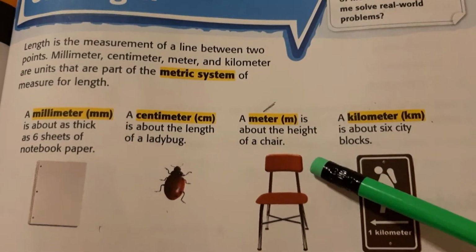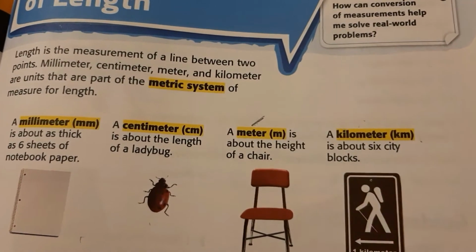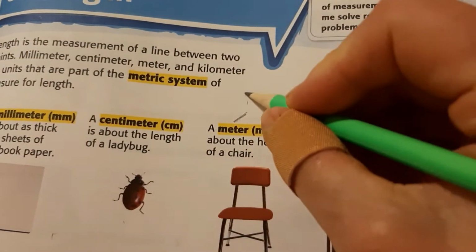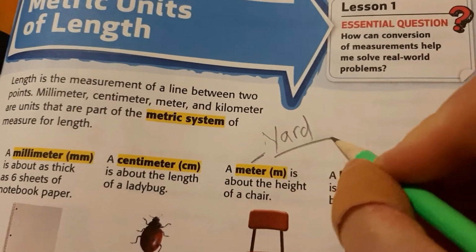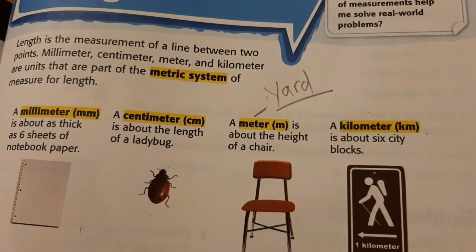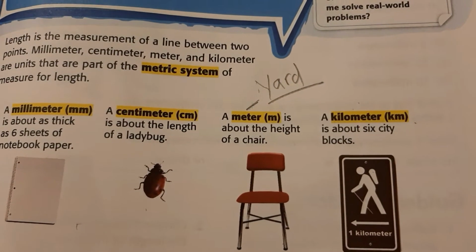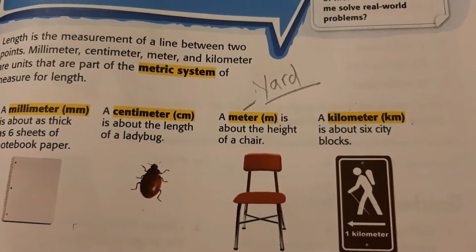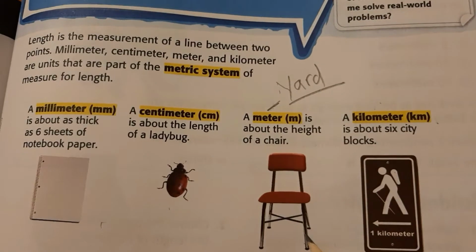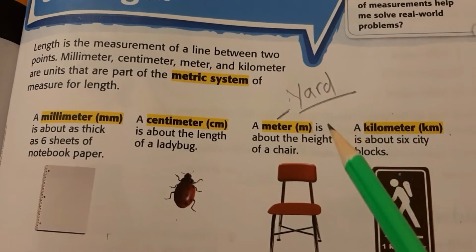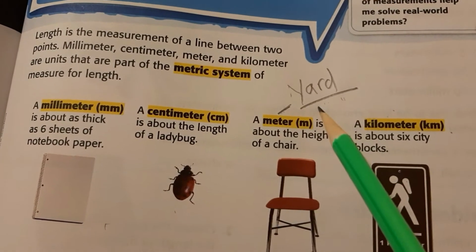A meter is about the height of a chair. Now, the way to remember a meter is it's about the same as a yard. So you can even write the word yard in your book there. By the way, whenever I write something in my book, you should be writing it in your book. So always come with a pencil and your book. So about the height of a chair, but it's about the length of a yard. It's actually a little bit longer than a yard.